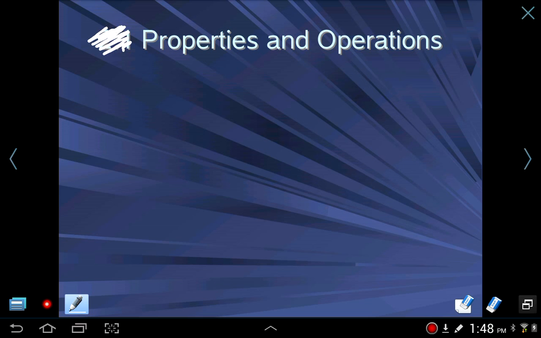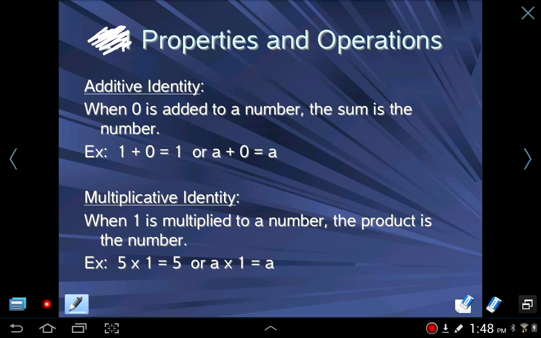For our next slide, we are going to be talking about the identity properties. And these, I know you're going to look at and make sense. The identity properties are just what keep a number the same. So for adding, when you add 0 to a number, the sum stays the same. For multiplying, when you multiply a number by 1, the product is just the number.